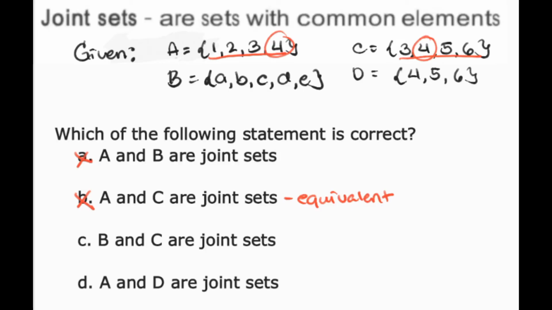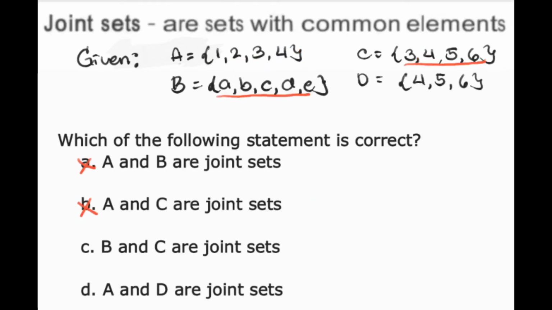Okay? Next natin is letter C. So, sabi dito, B and C are joint sets. So, do you agree that the set B and set C are joint sets? So, sa set B, A, B, C, D, E. Then, sa set C naman, 3, 4, 5, 6. Okay. So, for letter C, that is no. Okay, letter C is not a joint set. Because, mapapansin nyo naman, ang set B natin ay set of letters at set C natin ay set of numbers. So, wala silang magkaparehong elements.